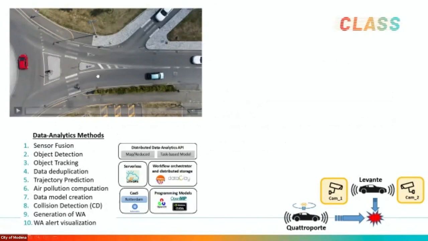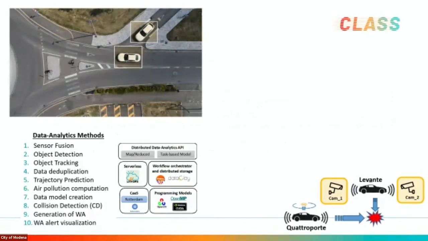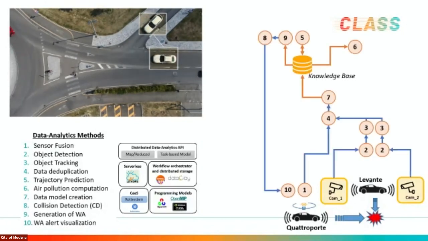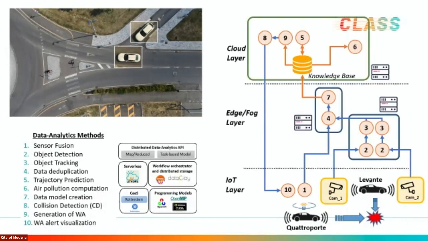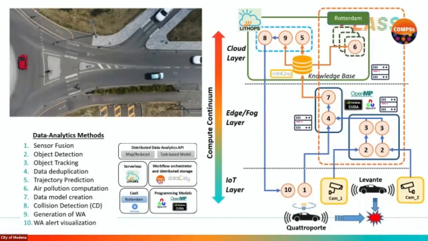This is the demo that you have seen, in which the two Maserati cars were approaching and the city information plus the information from the car were fused in order to detect the collision. And this is precisely what we have been showing you during the different presentations: how we are describing the workflow using both COMPSs and Lithops, how we are deploying this using our scheduling mechanisms, and how the different technologies that we have been presenting interact among them in order to make this execution possible.